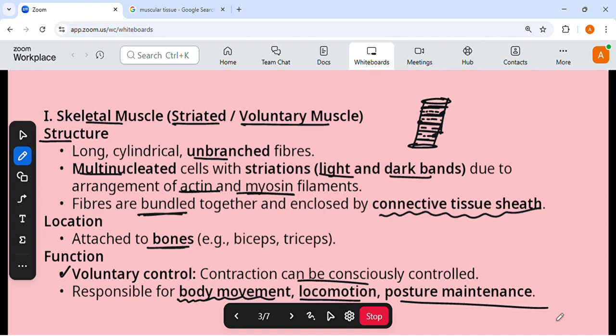Clear? Facial muscles, limb muscles, and they easily fatigue, meaning they get tired quickly. Okay, here there is fast contraction, fast contraction and rich blood supply. Okay, so this is about skeletal muscle.